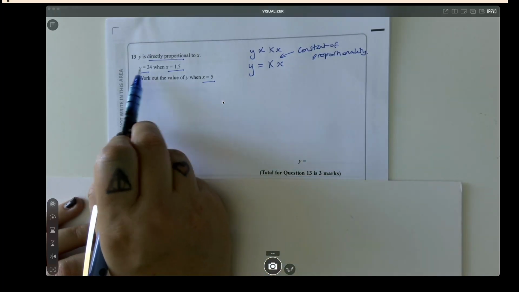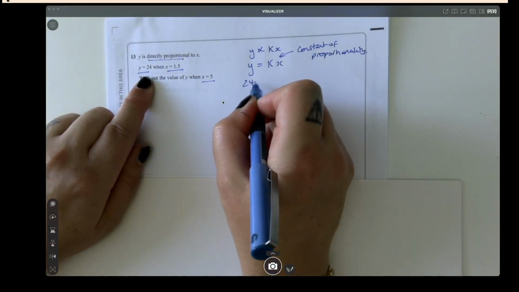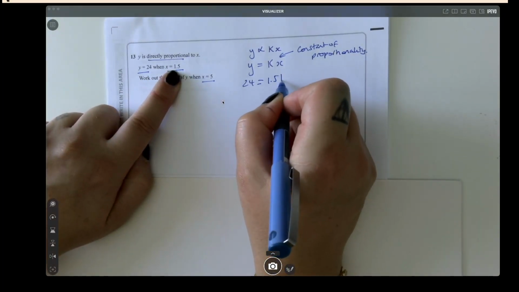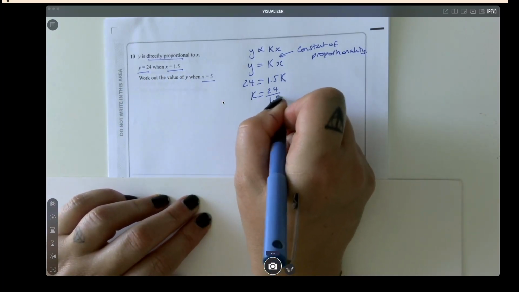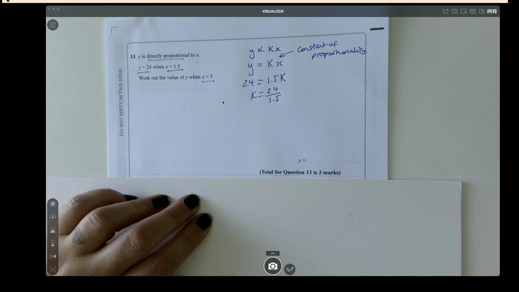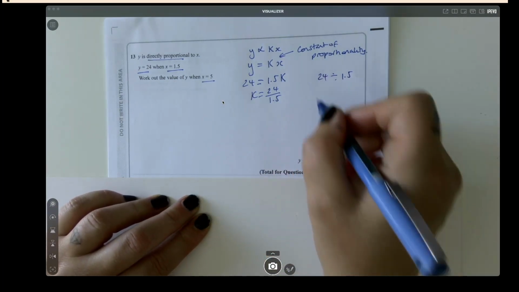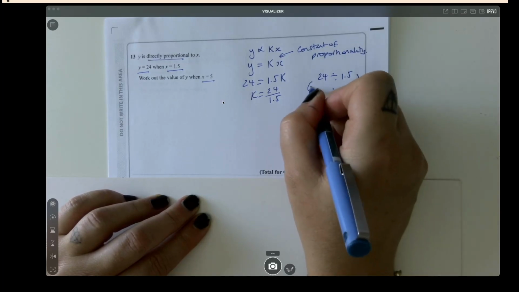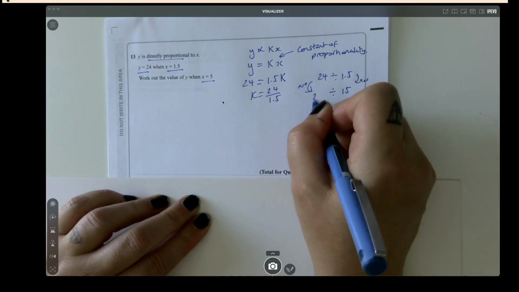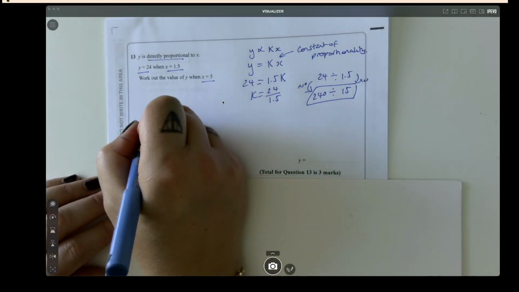So they've given us a corresponding y and x value. We're going to substitute those in. So when y is 24, x is 1.5. So k is equal to 24 divided by 1.5. So now we need to do 24 divided by 1.5. So if I multiply that by 10, it becomes 15. Have to do the same on the other side because we're dividing. So I'm doing 240 divided by 15.